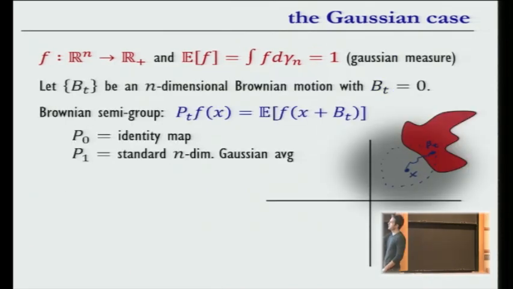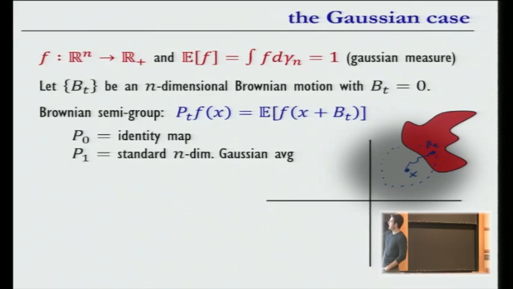This was just that if you take t equals 0, then you're not doing anything to f. You're just averaging it over nothing, so it's just f of x. And if you take p1, for us, that will be the other extreme point. Then you're just looking at the average value around a standard n-dimensional Gaussian.